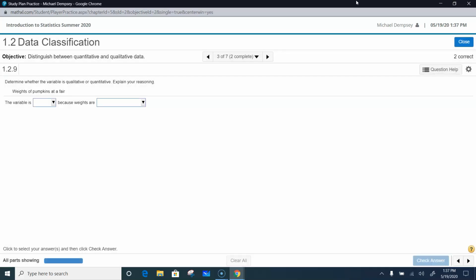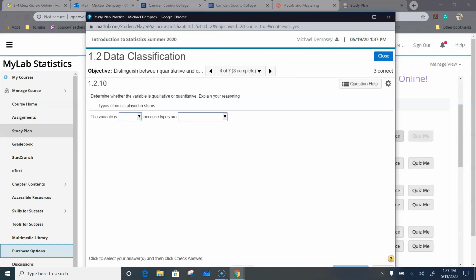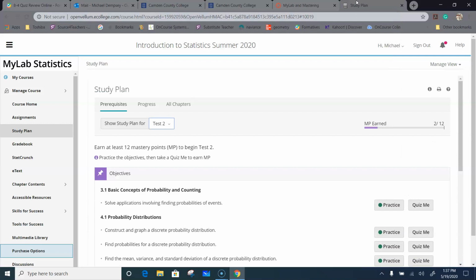And they're going to give us 7 of these weights of pumpkins at a fair. That is quantitative because these are numerical measurements. And again, we can check our answers with the Quiz Me button. You won't be able to check your answers until after you submit it. Okay, so I'm going to break out of here and move on to the next section.